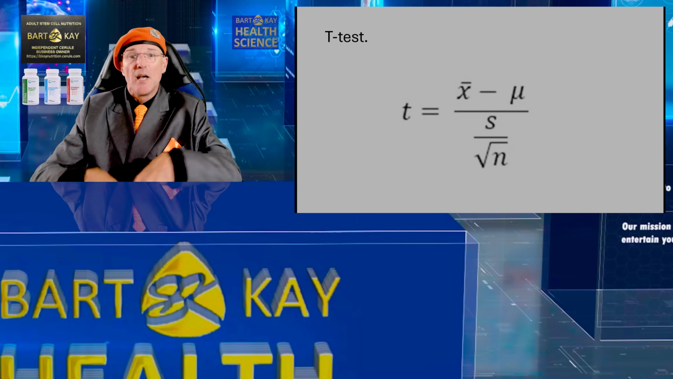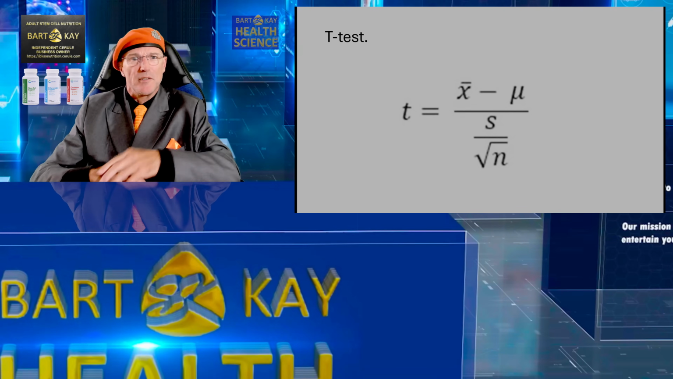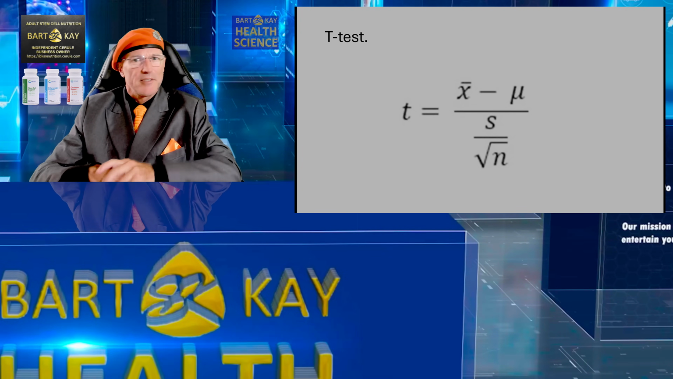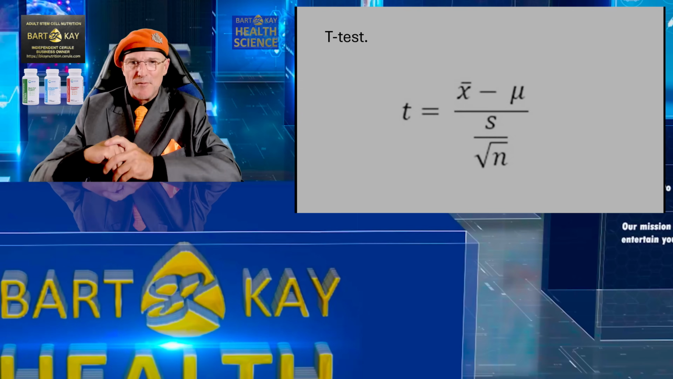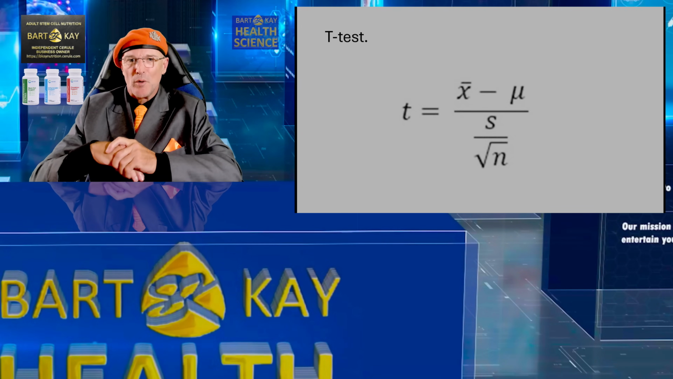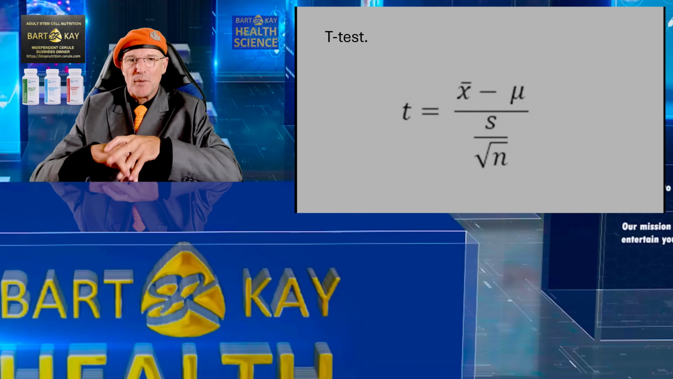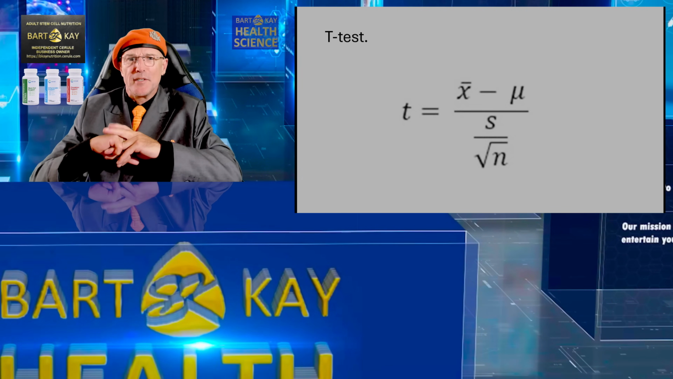Why is that an assumption? Because it's in the equation. You need to know the value to calculate it. It's a determinant value in this computation. So you have to have measured everybody in the population.